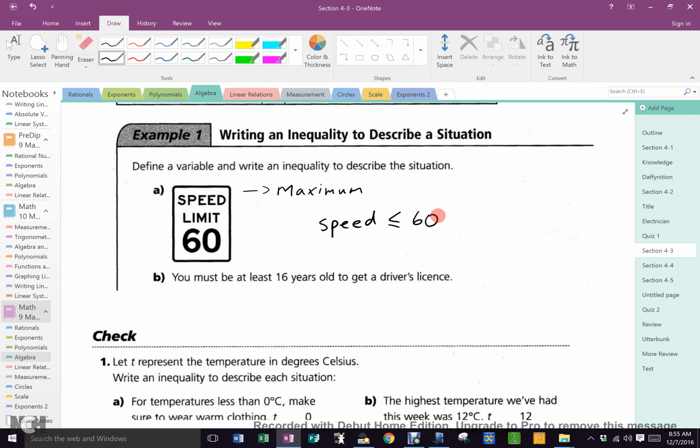Now this next one I screwed up, and this was the example I actually just used, so you should be able to write it. You must be at least 16 years old to get a driver's license. At least. Is that a minimum or a maximum? That's a minimum.